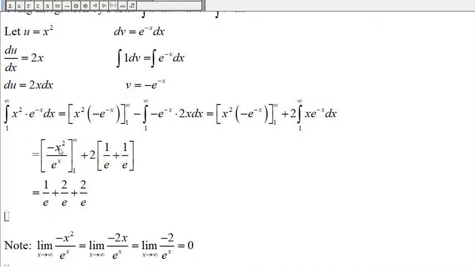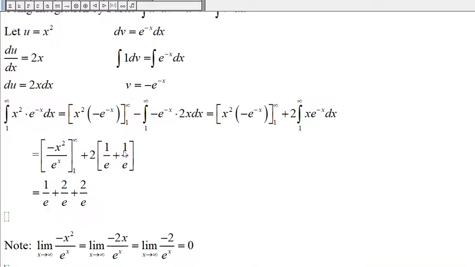The integral right here, the same thing. If x approaches infinity, then we get negative infinity over infinity. So we use L'Hopital's rule. Then we get negative 2x divided by e to the x, and then apply L'Hopital's rule again. We get negative 2 divided by e to the x, and so we get 0. So again, this integral will be just 1 over e.